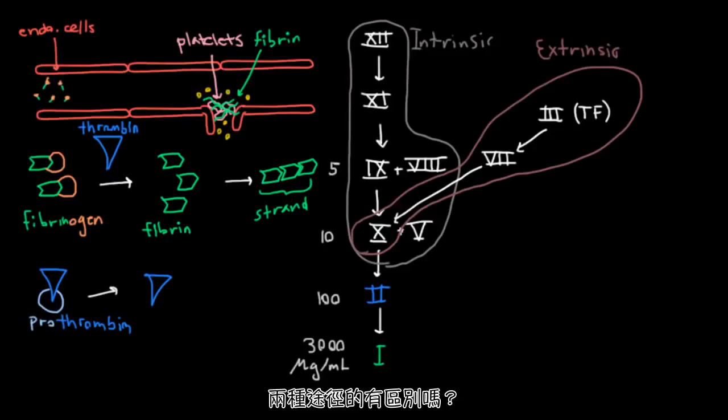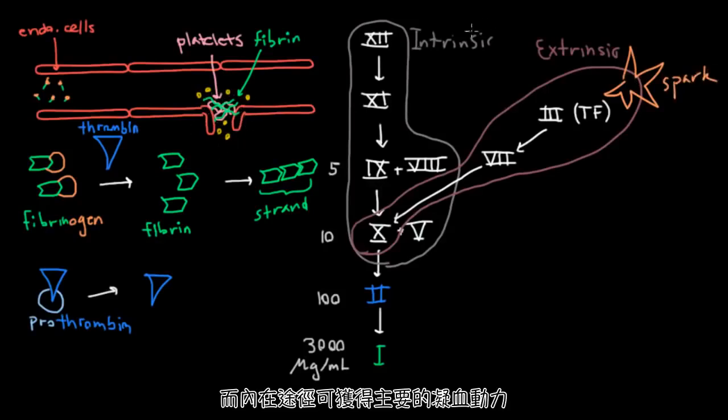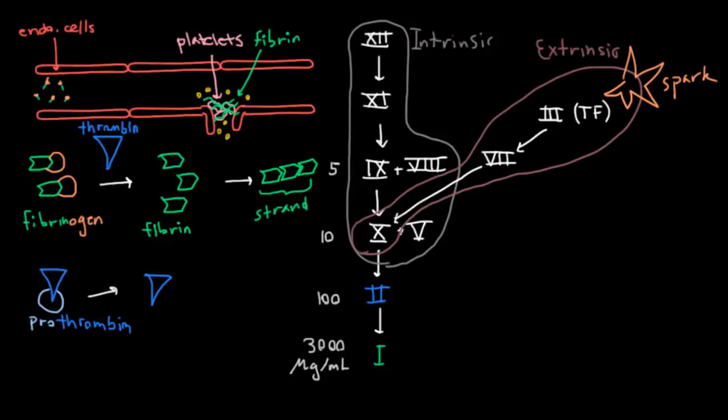So what's the difference between these two pathways? Well, it turns out that the extrinsic pathway is the spark. It's the one that gets activated by the original insult over here, whereas the intrinsic pathway is kind of like the workhorse that really gets most of the coagulation done. So how does that work? Well, you first get this tissue factor, which is actually one of these little yellow guys.